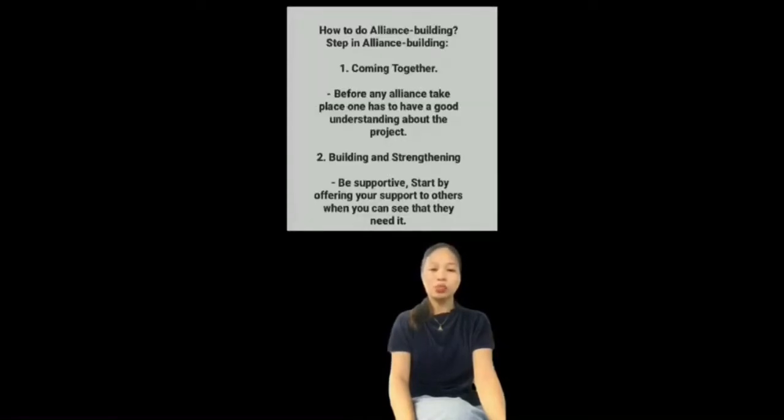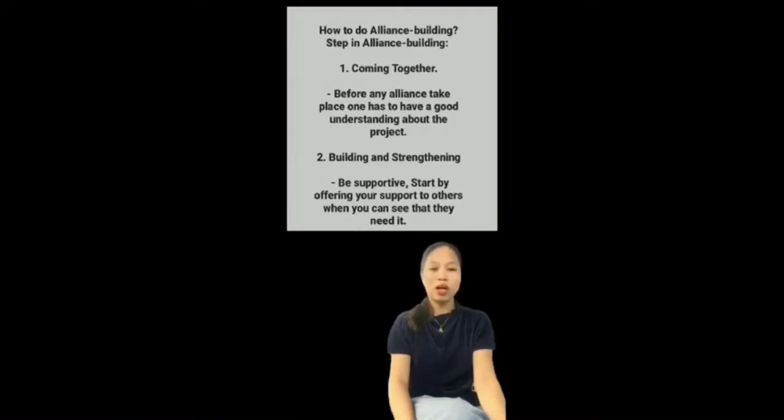How to do alliance building? Steps in alliance building. Number 1, coming together. Before any alliance takes place, one has to have a good understanding about the project. Alliance building is the act of identifying and bringing together the most productive members of a team, which might include individuals, organizations, enterprises, or other groups.